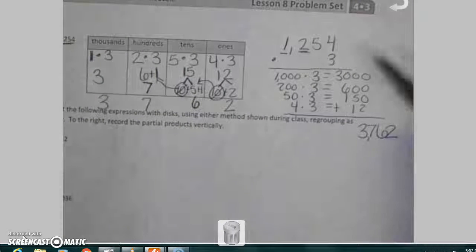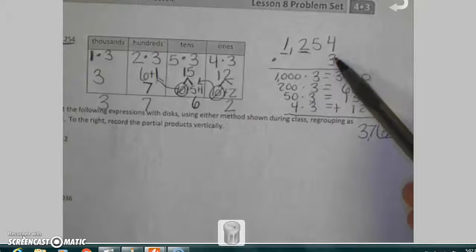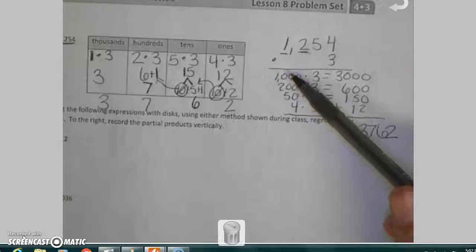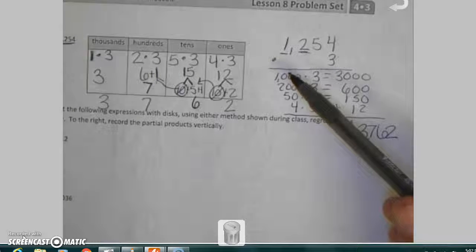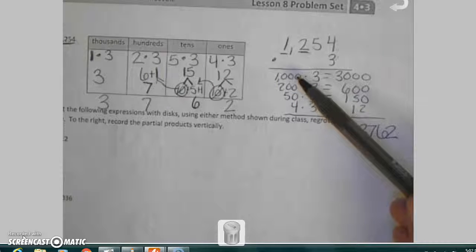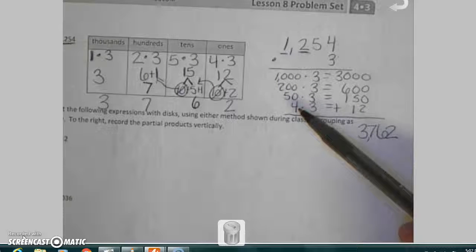Again, we will get to the normal algorithm, the one that we are probably most familiar with. But right now, the purpose of this is to allow students to use numbers that they are very comfortable with. We have practiced multiplying by hundreds and tens and thousands, and we should know how to multiply single digits.